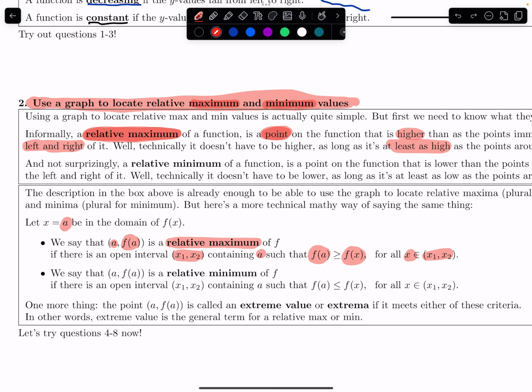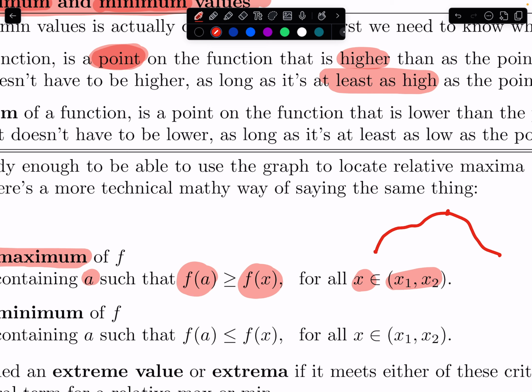So what does it look like? Here's a picture real quick. Something like this, right? A relative maximum occurs when, here's the point a, comma f of a, where this function is f of x. So you look at this point. If I go to the left, it's higher than everything to the left of it. If I go to the right, it's higher than everything to the right of it.